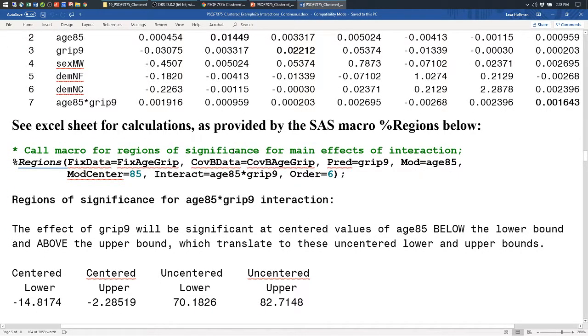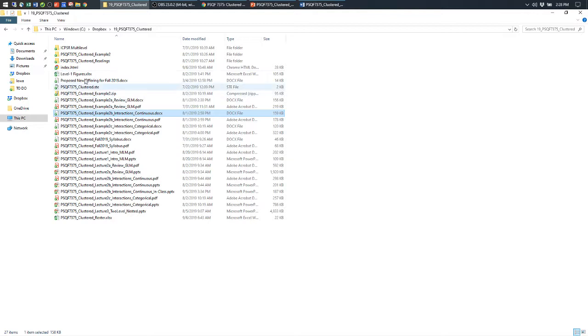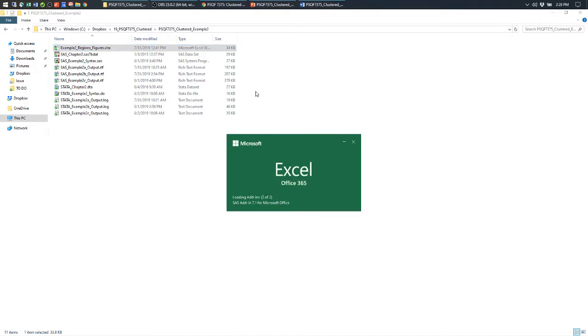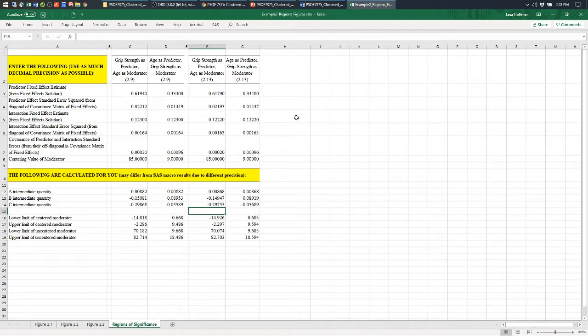So I wrote a macro in SAS that does this for you. I also made an Excel sheet that does this for you, and I put that in your packet with all the other data, syntax, and output files. Open that up. This works, by the way, for higher order interactions as well.